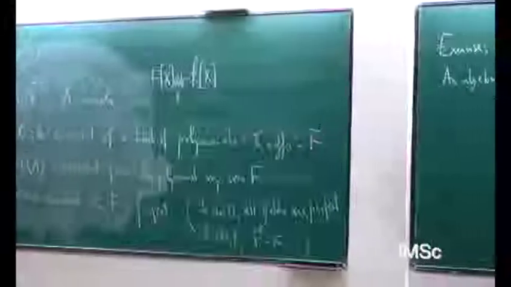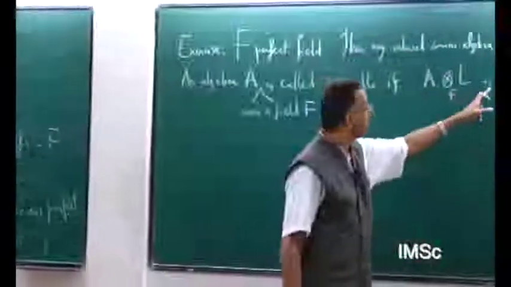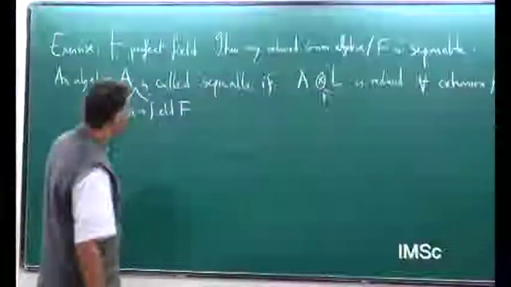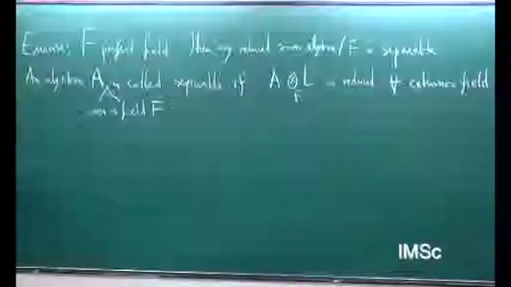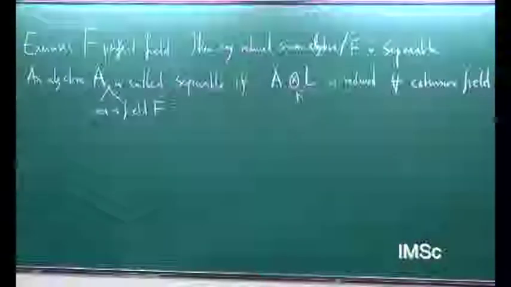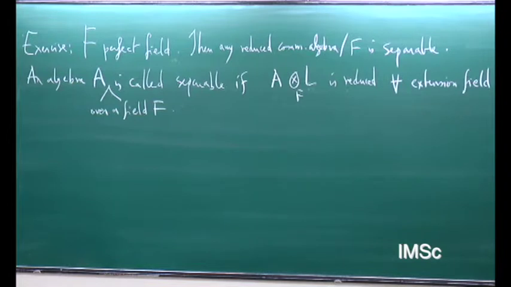Observe in particular that A itself is reduced, because I can take L to be F, in which case I get back A, and that is reduced. So if I have a separable algebra, it's clearly reduced. The claim is, if it is a perfect field, and if it is reduced to begin with, then no matter how much I extend, it will always be reduced. That's the claim. Okay.